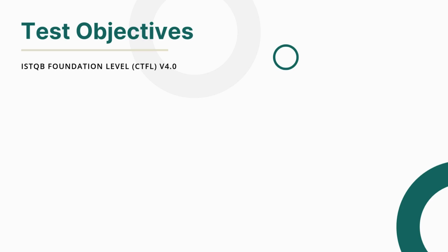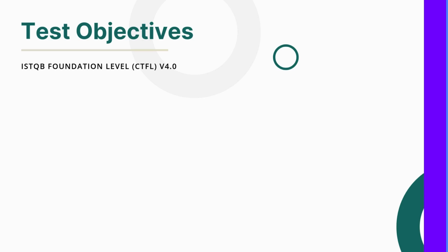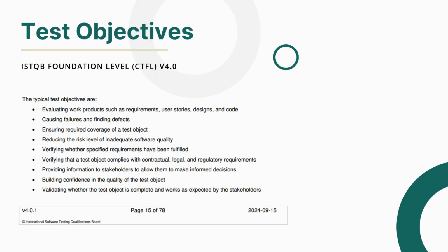In this video, we are going to focus on test objectives, one of the key concepts in the ISTQB syllabus. First of all, remember this very important point. The ISTQB syllabus defines exactly 9 test objectives. These are the only ones. There are no hidden or alternative objectives. And every exam question that you will see is based on these.